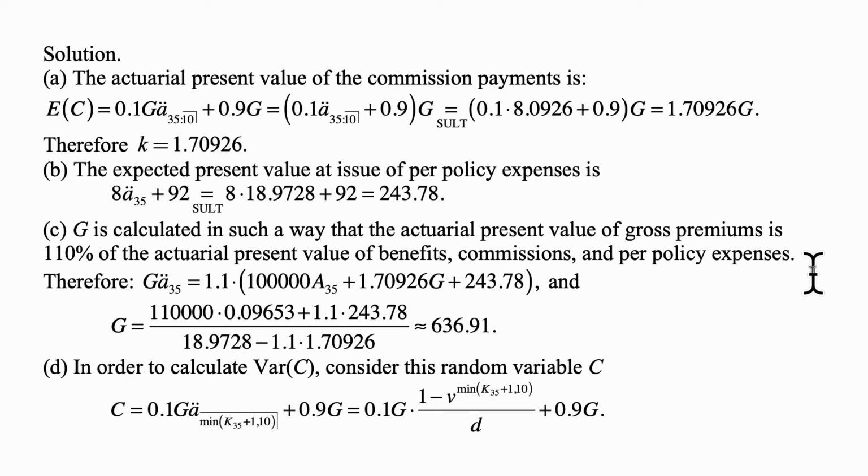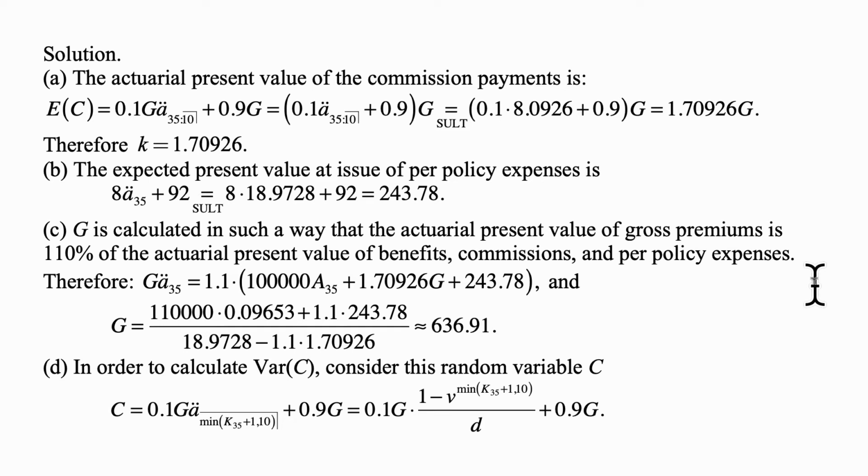We solve it for G and it becomes G equals 110,000 times 0.09653 plus 1.1 times 243.78, divided by 18.9728 minus 1.1 times 1.70926. And that's approximately 636.91.